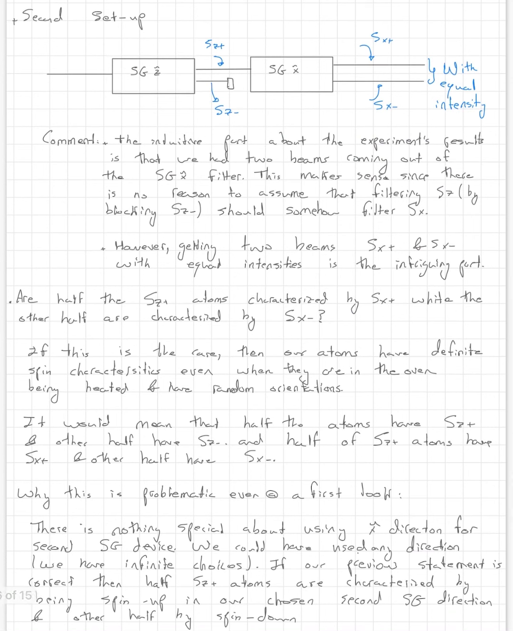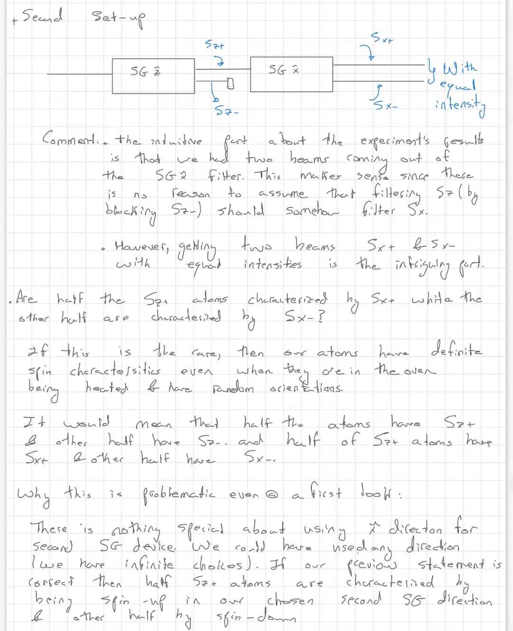So this is the second setup that we're going to be considering. Same as before, oven, beam coming out of the oven. It goes through an SGZ device. We see the SZ plus and SZ minus. We block the spin down component and let the spin up continue. But now we pass it through a Stern-Gerlach device with a magnetic field in the x direction. And the outcome of this experiment, we see a spin up x component beam, SX plus, and a spin down x component beam, SX minus. And these two beams have the same intensity.